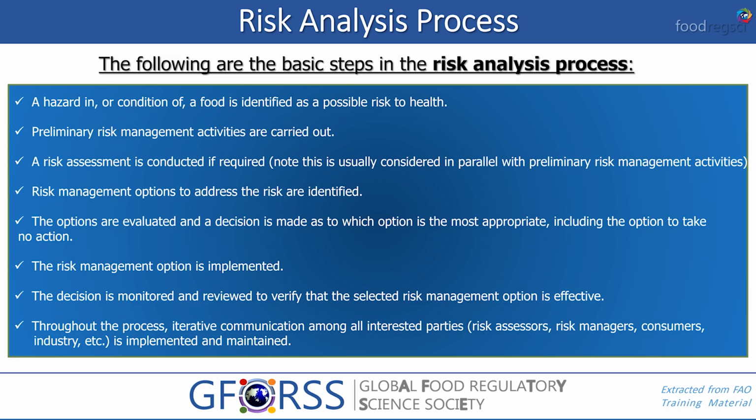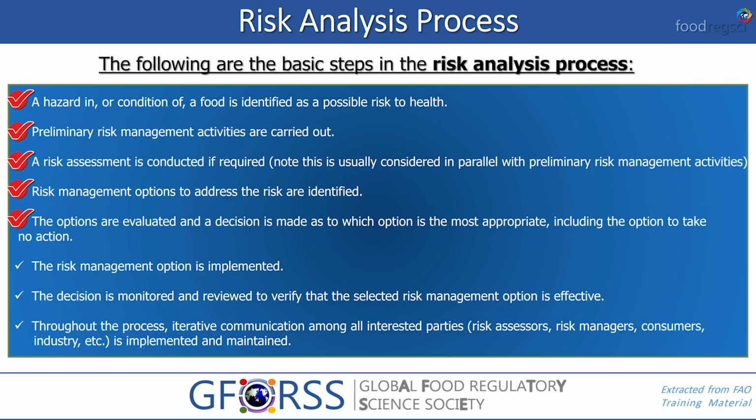These are the basic steps in the risk analysis process. First, a hazard or condition of a food is identified as a possible risk to health. Second, preliminary risk management activities are carried out. Third, a risk assessment is conducted if required. This is usually considered in parallel with some preliminary risk management activities. Fourth, risk management options to address the risks are identified.